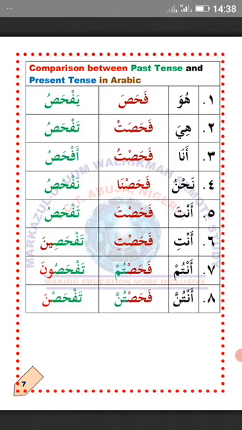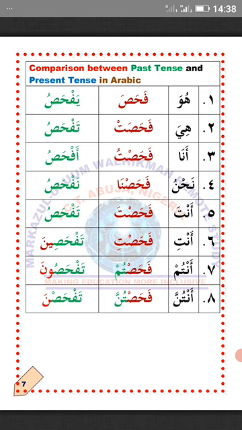Now the comparison between madi, past tense, and mudari, present tense in Arabic. Number 1. Huwa, he. Fahasa, he tested or he has tested. Yafhasu, he is testing or he tests. Number 2. Hiya, she. Fahasat, she has tested or she tested. Tafhasu, she is testing or she tests. Number 3. Ana, I. Fahastu, I have tested or I tested. Afhasu, I am testing or I test.